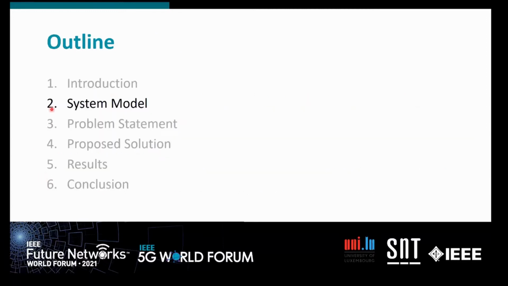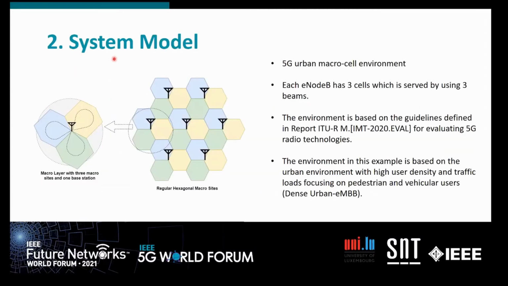We're going to now talk about the system model. The system model is a 5G urban macro cell environment. Here, each eNodeB has 3 cells, which are served by using 3 beams. The environment is based on the guidelines defined in report ITU-R M.2412, IMT-2020 evaluation. This is an evaluation report for 5G radio technologies. And then the environment, in this example, is based on an urban environment with high user density and traffic loads focusing on pedestrian and vehicular users.